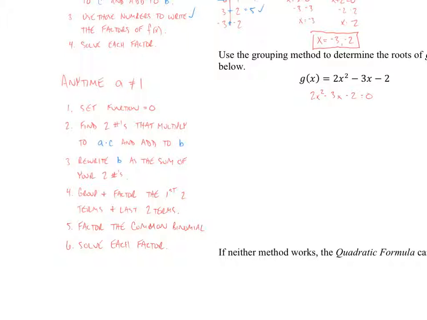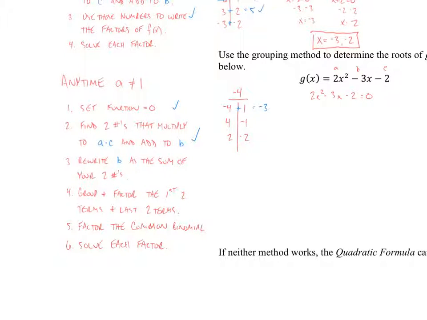Okay, but step 2 says to find two numbers that multiply to whatever a times c is. Well, if my a is 2 and my c is -2, then that means I need to find two numbers that multiply to -4 and add to -3. So that could be -4 and 1, 4 and -1, 2 and -2. Those are all my factors of -4. So if I start adding them, I'm going to find that I get that -3 with my first two pairs. So I've done the first two steps.